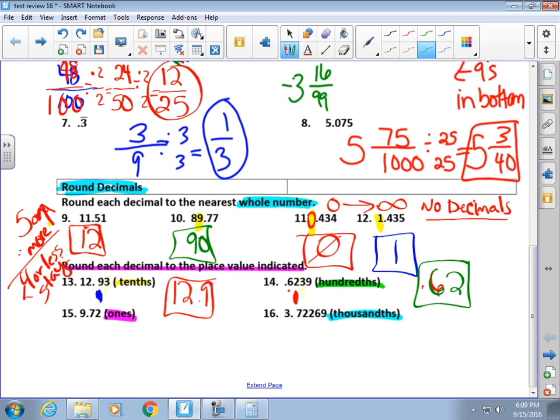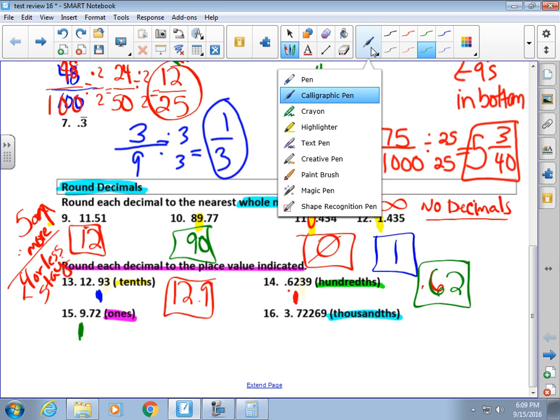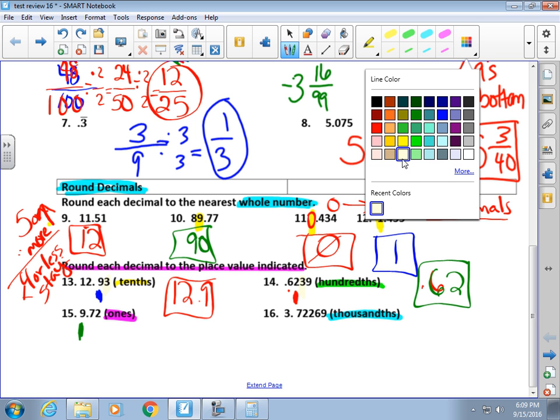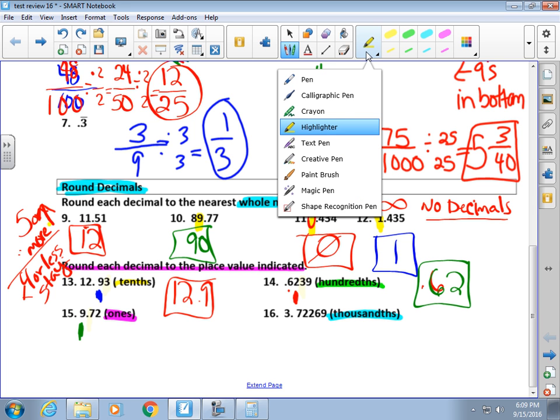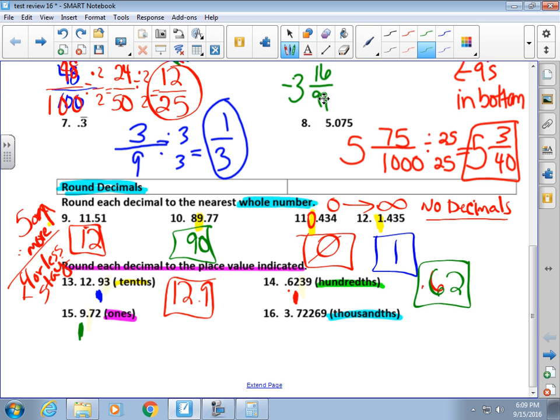All right, 15, the nearest ones. So I'm looking at this 9, and I'm looking at the number behind it to decide, do I keep it a 9 or does it go up to 10? If it's 5 or more, the number changes. If it's 4 or less, it stays the same. So since this is 5 or more, the 9 becomes a 10.